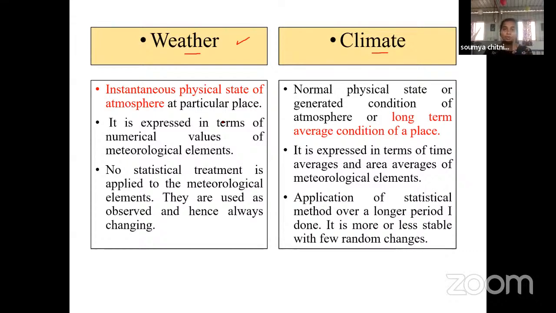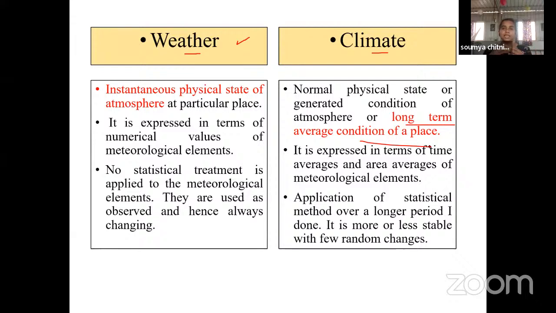Say if you are at Rahuri right now, what is the condition there? How is the atmospheric condition? Whether it is sunny, rainy, or cloudy. So that's instant. At this particular time, what is the condition of the atmosphere? That is weather. Whereas climate usually talks about the longer-term average condition of the atmosphere.